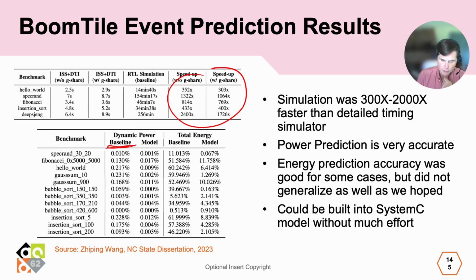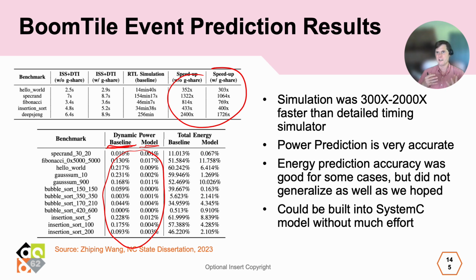Now, in terms of the prediction accuracy, shown over here on the left, we've got the baseline, which is just doing an instruction set simulation with no other event predictions like cache misses and such, versus the full model, which is actually taking all of those predictions and seeing how well we can do. The power modeling accuracy was pretty good. We get less than 1% absolute percent error for the power.